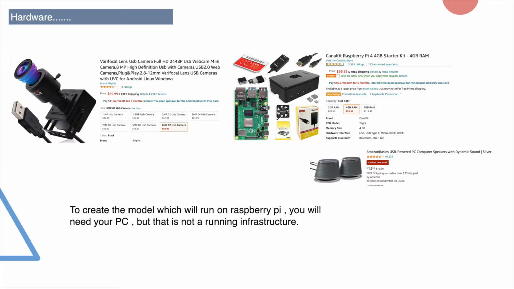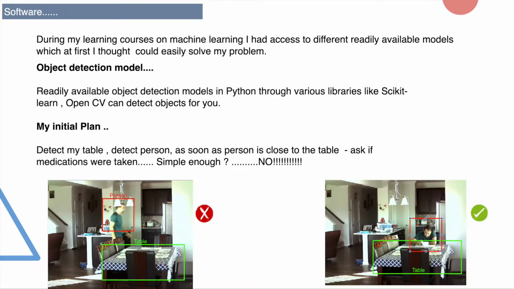For hardware, I chose a cheap varifocal lens USB camera, a 4 GB Raspberry Pi, and a connected set of speakers. For software, I initially thought of using readily available object detection models through various Python libraries like TensorFlow, OpenCV, etc. My initial plan was to detect my dining table, detect persons around it, and if the person is very close to the table, then ask through the computer speaker if the medications were taken.